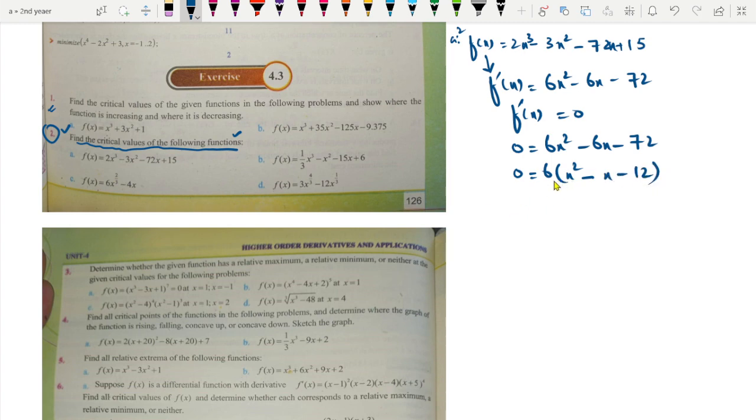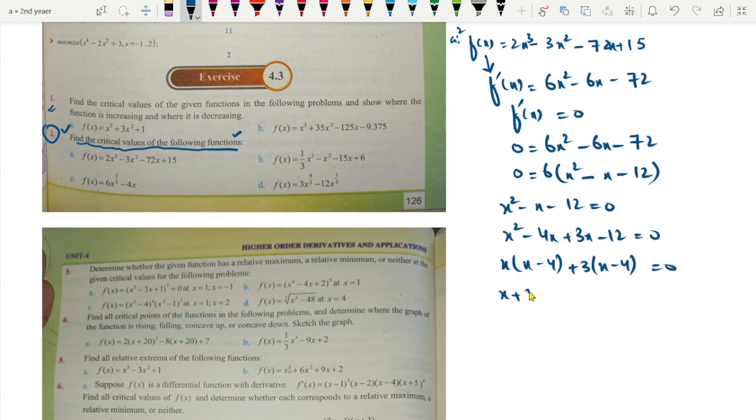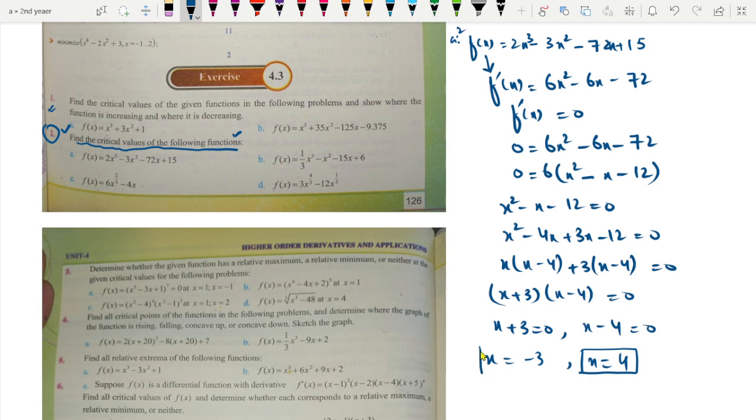Dividing by 6 on both sides, x square minus x minus 12 is equal to 0. By factorizing this expression, x square minus 4x plus 3x minus 12 is equal to 0. x common, x minus 4, plus 3 common, x minus 4. So x plus 3 and x minus 4. x plus 3 is equal to 0 and x minus 4 is equal to 0. So x is equal to minus 3 and x is equal to 4. These are the critical values of the function.